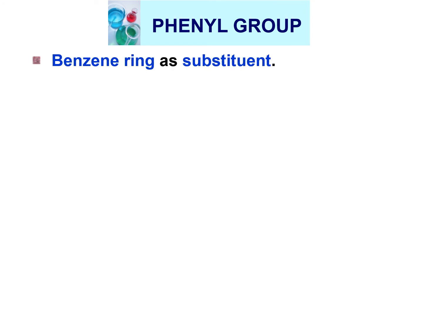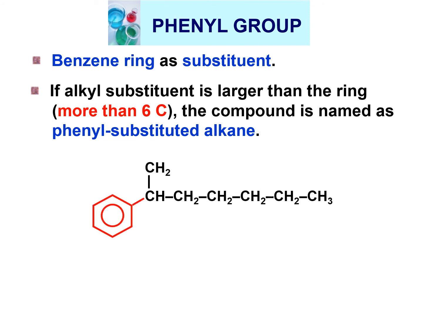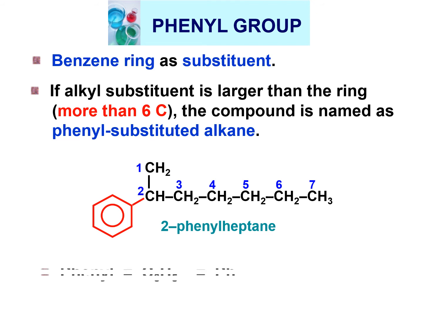Phenyl group, benzene ring as substituent. If the alkyl substituent is larger than the ring, more than 6 carbons, the compound is named as a phenyl substituted alkane. As an example, 1, 2, 3, 4, 5, 6, 7. 7 carbons, and benzene is attached at carbon number 2. So the benzene is called phenyl, and the name becomes 2-phenylheptane. Phenyl is when the benzene becomes C6H5.